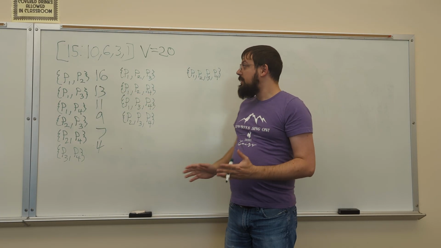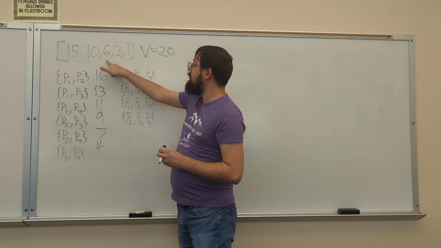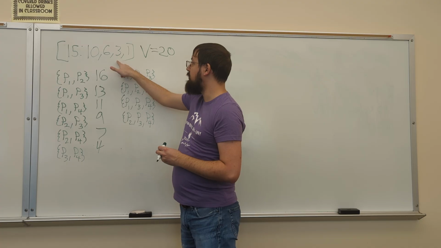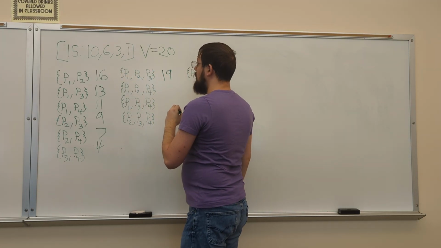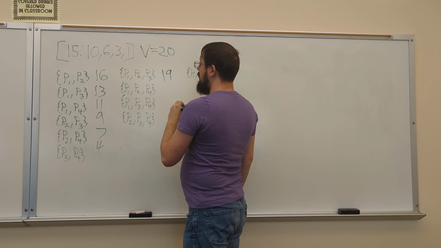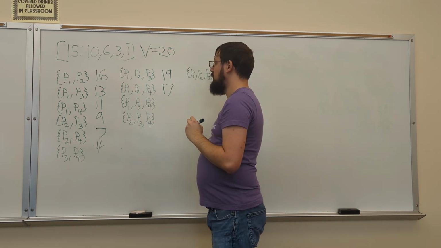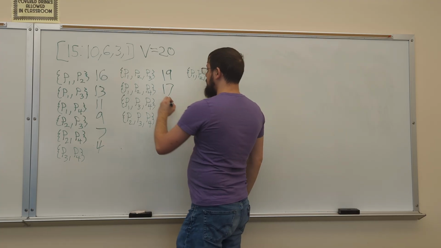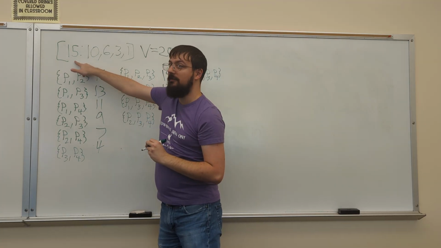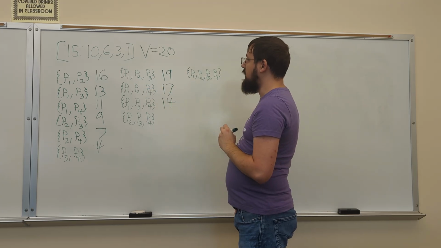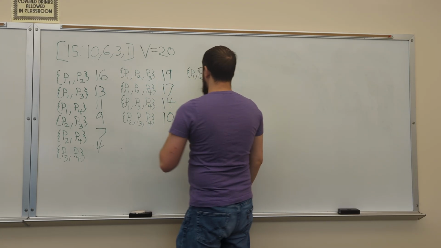All right, now we can move on to the 3-player coalitions. So this first one, P1 plus P2 plus P3, that's 19 votes total, so this is a winning coalition. 1, 2, and 4, we have 17. This is also a winning coalition. 1, 3, and 4, 14, not a winning coalition because we're less than our quota of 15. And then finally, 2, 3, and 4, that's 10 votes, also not a winning coalition.